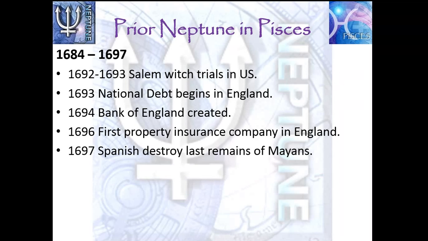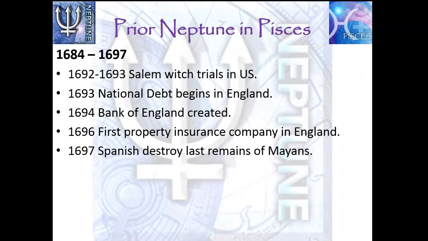It could also have been that there were those that were holding out as the natural herbologist. But isn't it interesting that the witch trials were during Neptune in Pisces? We also had the first creation of national debt in England with Neptune in Pisces, and the Bank of England was created in 1694. I'll say more on that here in a few more charts.